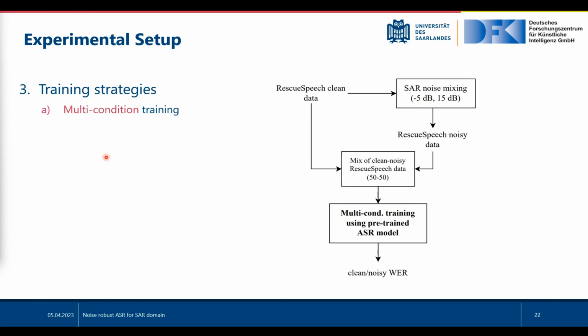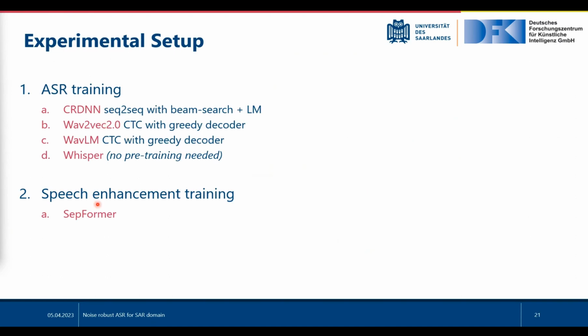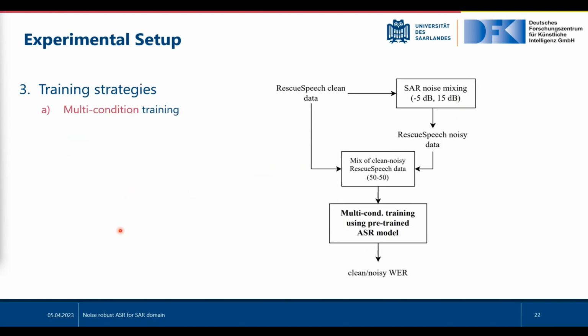Next, we'll discuss a few training strategies. What we discussed so far was basically ASR and speech enhancement training, but we need to do something extra for our specific domain. This is how we introduce multiple training strategies. The first basic strategy is the multi-condition training strategy, where we supplement our clean audio with an equal proportion of noisy audio, and we train the ASR model. We believe that this way the ASR model will learn to understand the noises in the data without having any speech enhancement model before it. And the results that we get from here will be our baseline results for our rescue speech test set.